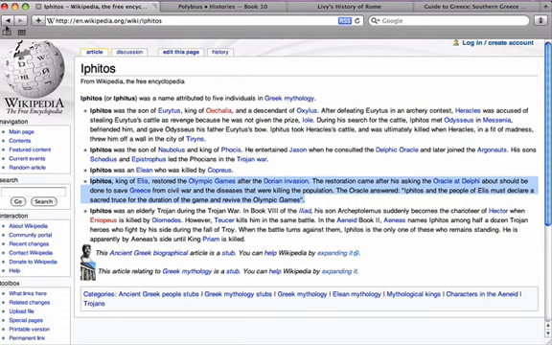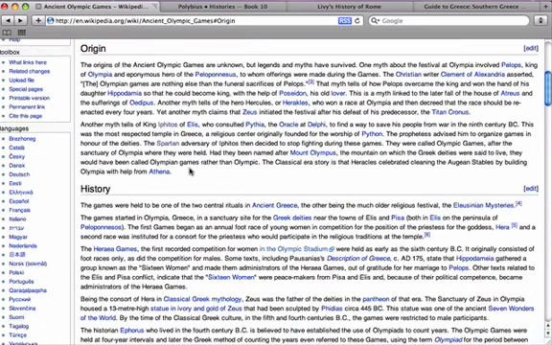But going back to the article itself, there was no reference for this. There was no reference, which is why I had to look beyond Wikipedia already.